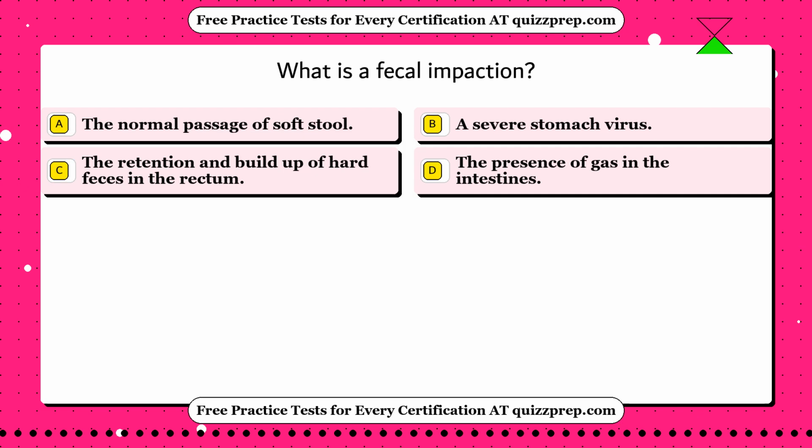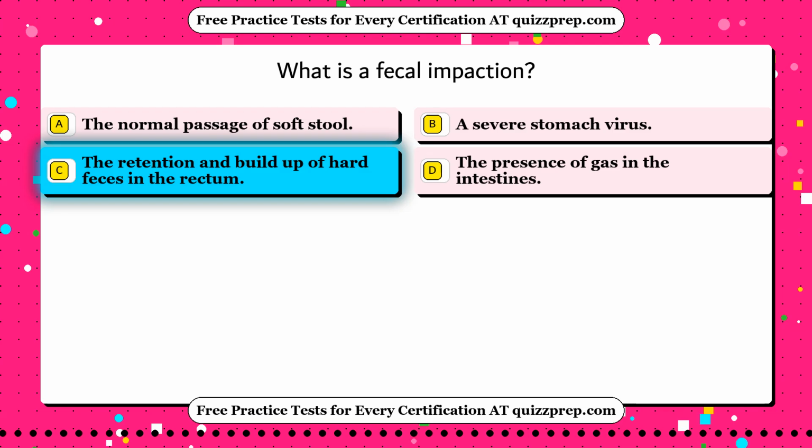Question 48. What is a fecal impaction? Option A, the normal passage of soft stool. Option B, a severe stomach virus. Option C, the retention and buildup of hard feces in the rectum. Option D, the presence of gas in the intestines.